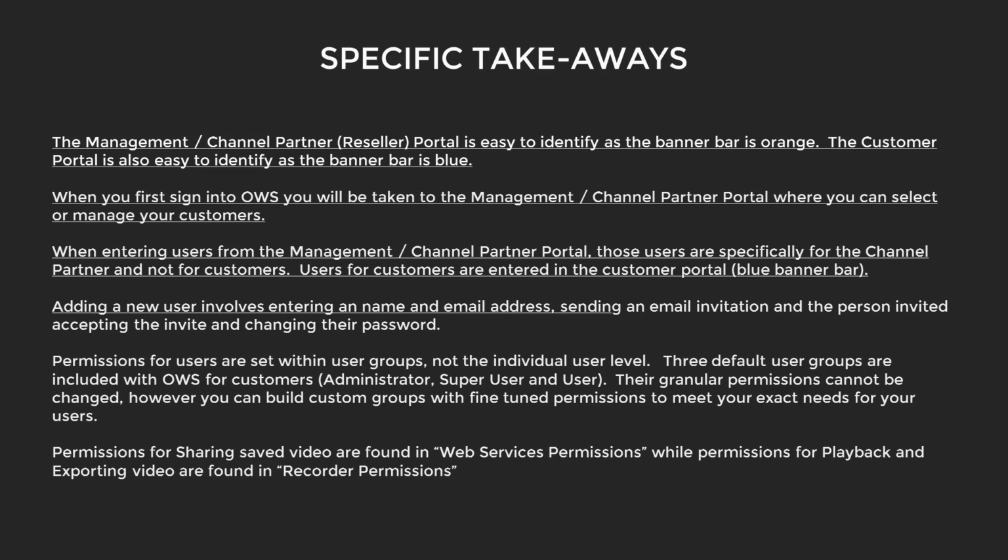Adding a new user involves entering a name and an email address, sending an email invitation, and the person invited accepting the invite and changing their password. Permissions for users are set within user groups, not the individual user level. 3 default user groups are included with OWS. Their granular permissions cannot be changed. However, you can build custom groups with fine-tuned permissions to meet your exact needs. Permissions for sharing saved video are found in Web Services Permissions, while permissions for playback and exporting video are found in Recorder Permissions.